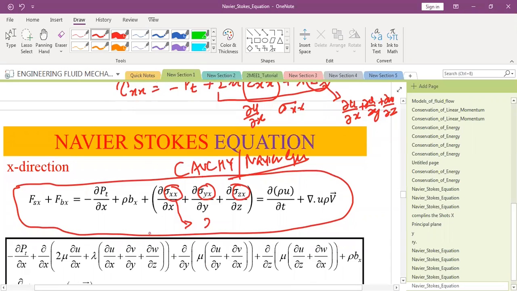So, sir, what you have done is you have substituted here. So this is curly u by curly x. So I am showing this term. So sigma xx is 2 mu curly u by curly x, this is this term, plus lambda into delta dot. Is that clear?